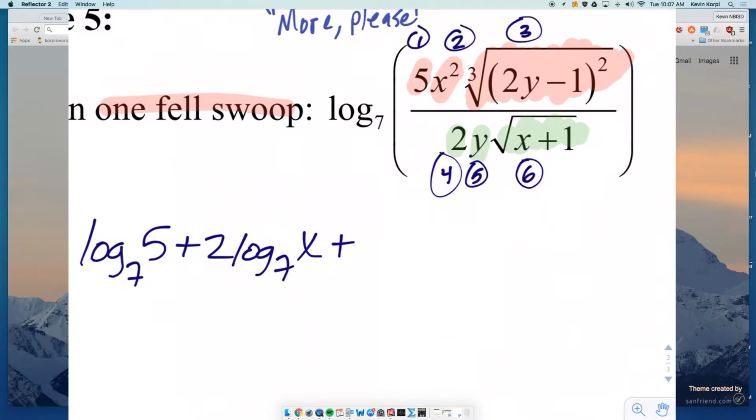The next term, plus. Leave a little space after the plus sign, maybe more than that. Log base 7 of. The argument, then, is the quantity 2y minus 1. If you were to write the cube root of 2y minus 1 squared as 2y minus 1 to what power, what would that power be?